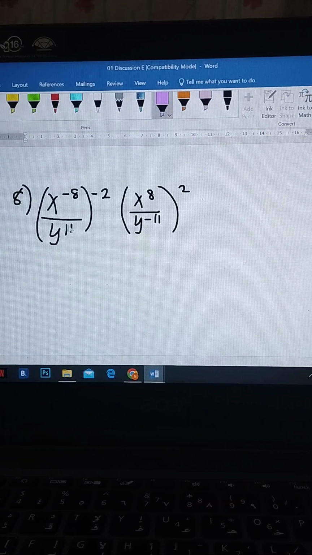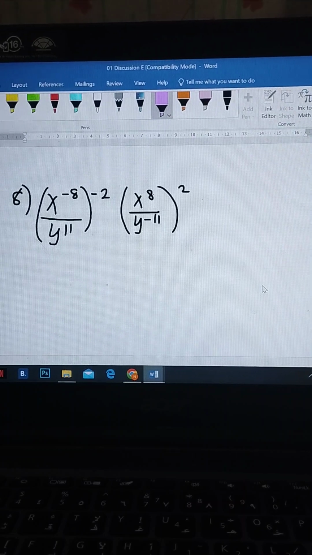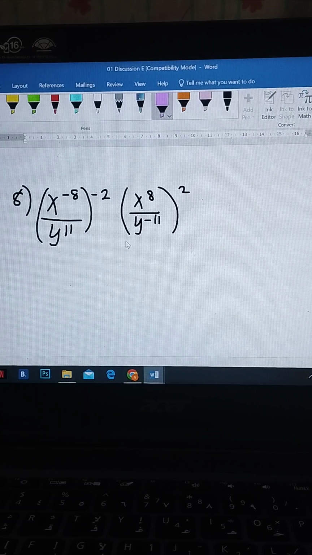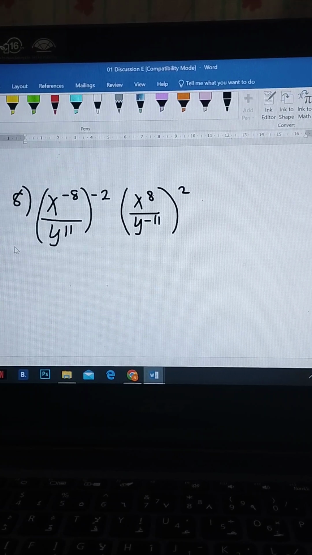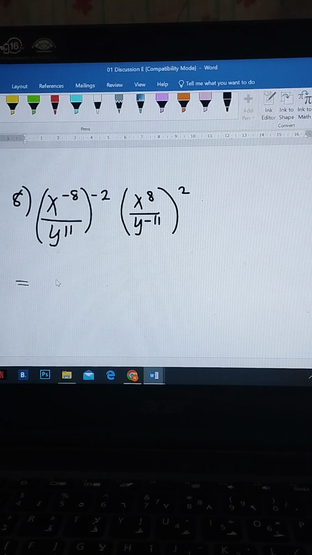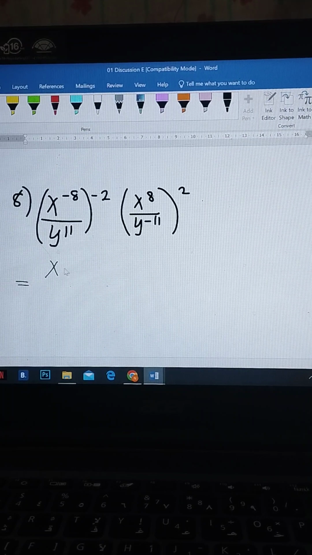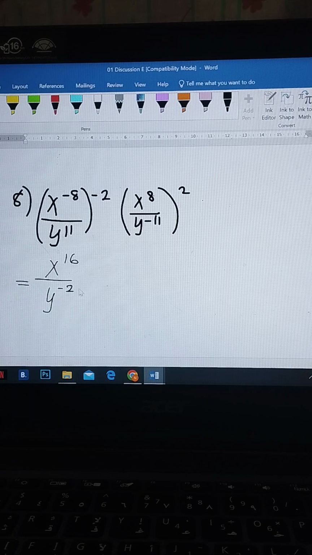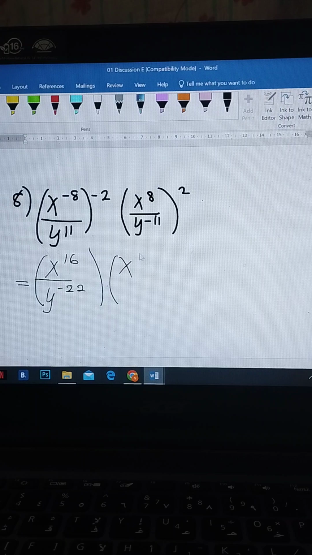Number 8. First is we apply law of exponents for power of a product and quotient. So x raised to negative 8 times negative 2 is 16. Y raised to negative 22. Then times x raised to 16 all over y raised to negative 22.